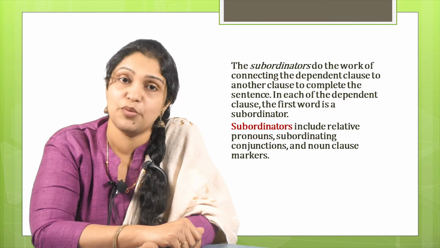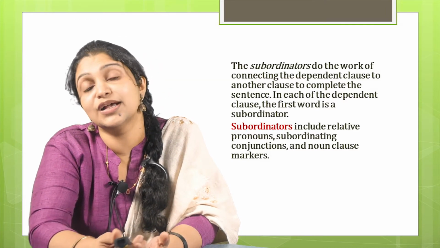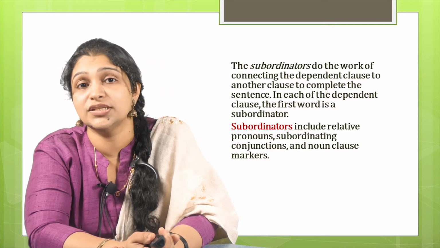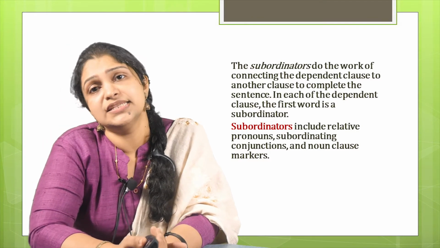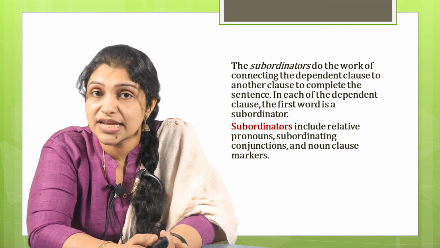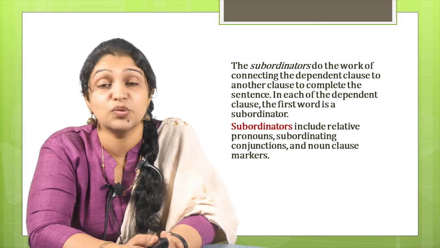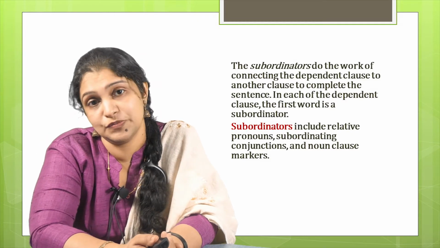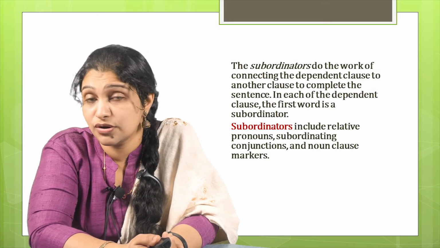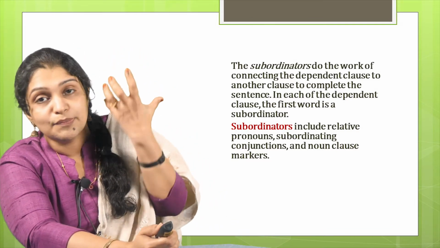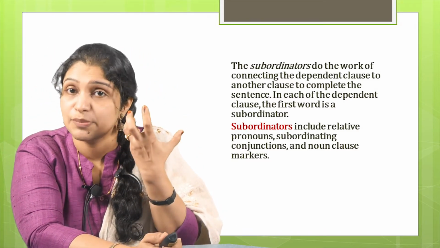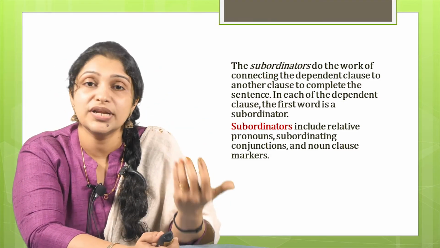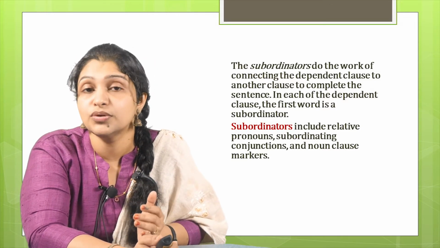And which are the subordinators? Subordinators include relative pronouns, like who, whom, what, which, and that, etc. Subordinators also include subordinating conjunctions, like once, while, whenever, wherever, before, after, etc. And we do have noun clause markers. So subordinating clauses begin with subordinators. Subordinators may be relative pronouns, subordinating conjunctions, or even noun clause markers.